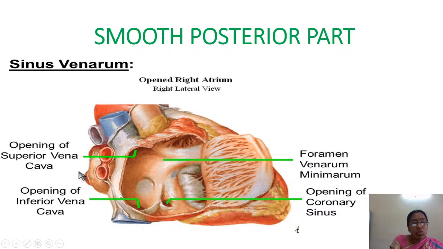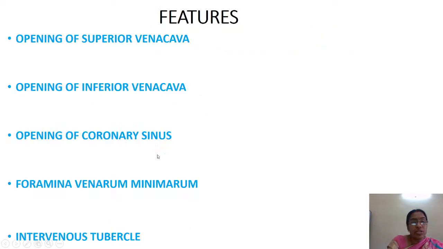So the whole of the smooth posterior part, which has developed from the sinus venarum, includes all the openings. It has the opening of the superior vena cava above, the inferior vena cava below, and beside the opening of the inferior vena cava is the opening of the coronary sinus, along with many cardiac veins, that is, the small cardiac veins.